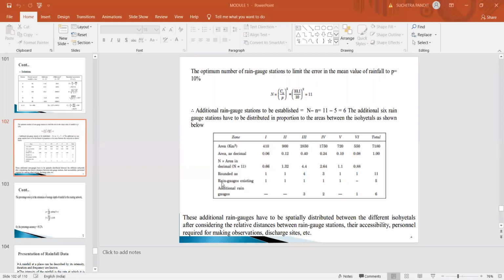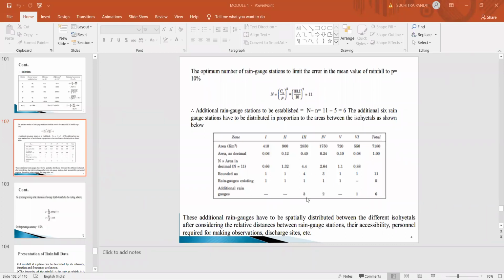Now, the rain gauges existing: how many rain gauges do we have? 5 rain gauges existing. So now let us distribute each rain gauge in zone 1, zone 2, zone 3, zone 4 and zone 5. Here you have only 5 existing rain gauges. Now, how many additional rain gauges have you calculated? 6. Now it has to be distributed. So 1 minus 1 works out to be 0, and 1 minus 1 is also 0.